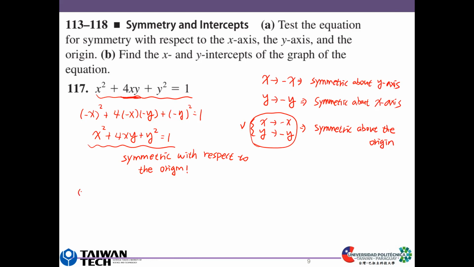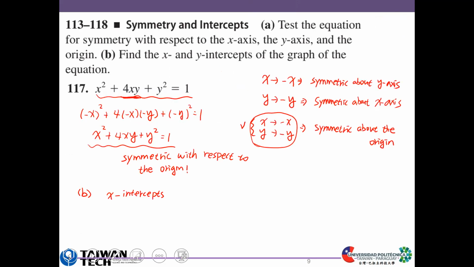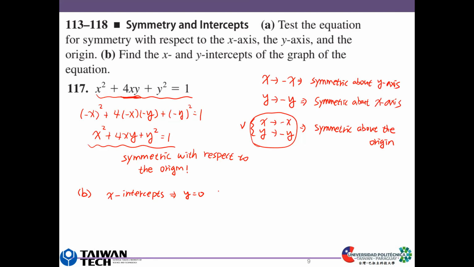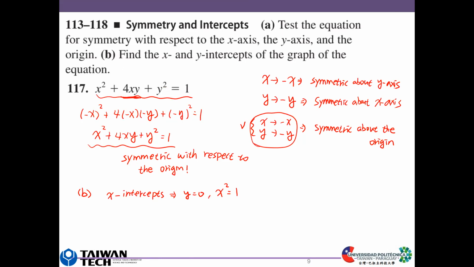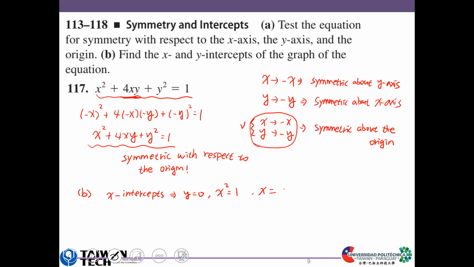And for problem B, you need to find the x-intercept. Finding the x-intercept is easy. You just need to assume y is 0 and solve for x. So if y is 0 here, it means x squared equals 1. Okay, x squared equals 1. So x equals positive and negative 1.